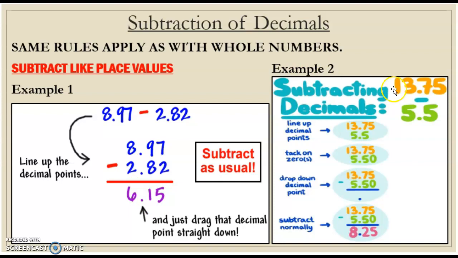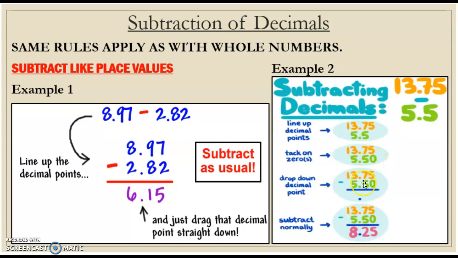Example number 2. 13,75 minus 5,5. First things first, line up our decimals by putting our place values all in a row. Hundredths, tenths, units, and tens. We do not have a 0 at the end of our 5 in the hundredths spot, so we need to add a 0 in there.